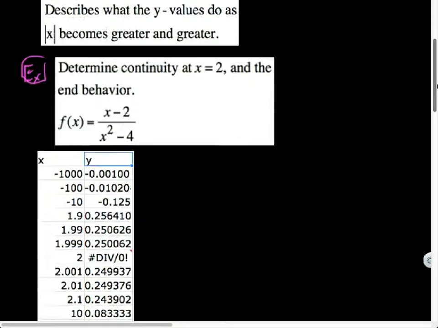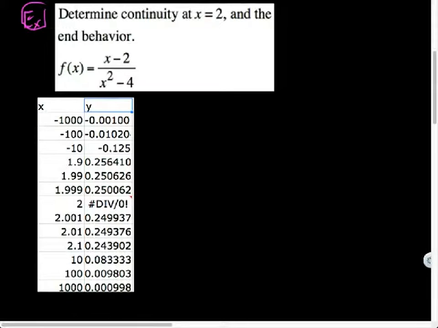So, analyzing this, let's consider the continuity test. Part 1 of the continuity test: does the function exist at x equals 2? No, it doesn't exist, because notice it gives me this #DIV/0 error. It's just a divide by 0 error. Because if I plug in 2 here, 2 squared is 4, 4 minus 4 is 0, and dividing by 0 does not exist. So it fails part 1 of the continuity test.